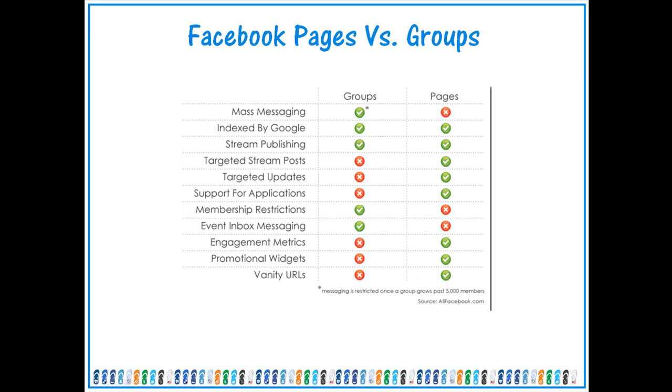So here's a graphic that I found from allfacebook.com. It gives you a breakdown with a chart of pages versus groups. You might want to go back to this later. I think I'll repost this webinar along with this graphic on my blog, just to give you the quick and simple breakdown: mass messaging, yes or no; indexed by Google on both; streaming and publishing, yes, you can do that on both; targeted, yes on pages, not on groups. It goes through a lot of what we went over. Promotional widgets, you can't do that with the groups either, whereas you can put your fan page and all the stuff on your site, which is great. You definitely have some member restrictions with the pages versus the groups.